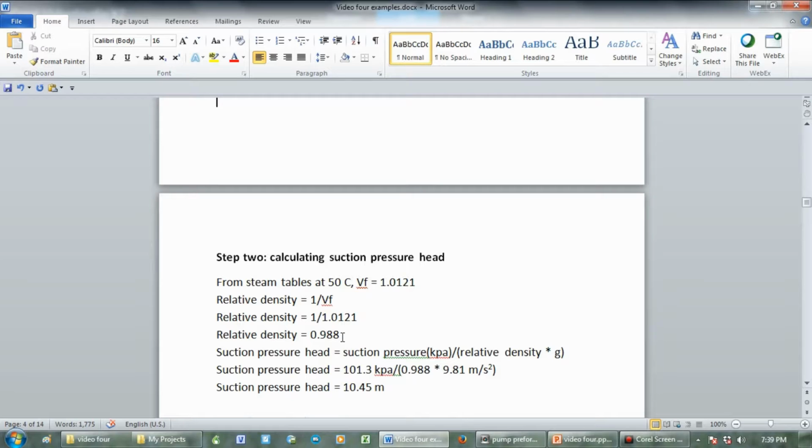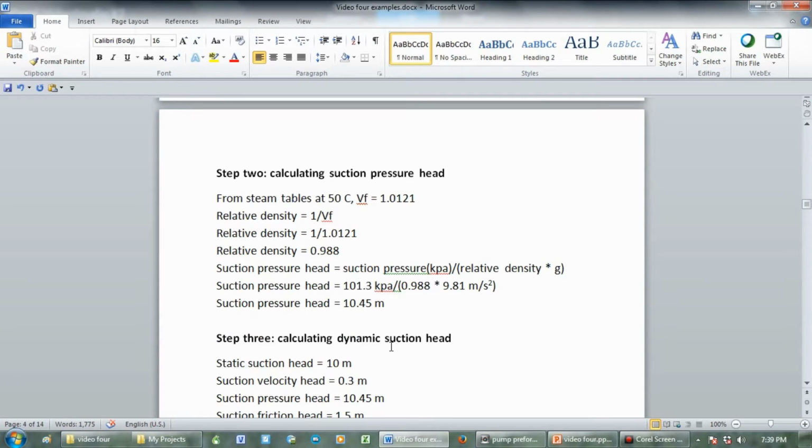Relative density equals 0.988. Suction pressure head equals suction pressure in kPa, I'm going to use absolute values, divided by relative density times g. Suction pressure head equals 101.3 kPa, which is atmospheric pressure, divided by a relative density 0.988 times 9.81 meters per second squared. Suction pressure head equals 10.45 meters.